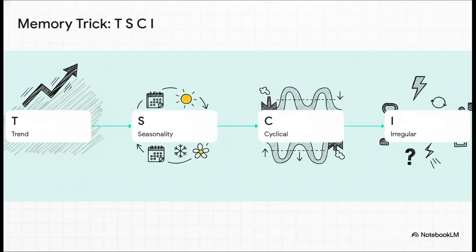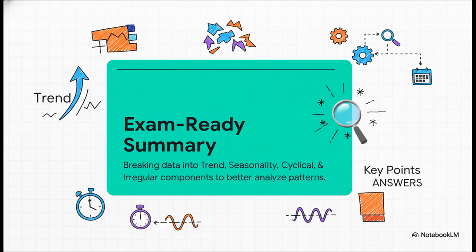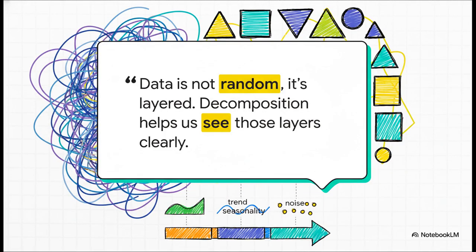Now, you could just remember the letters T, S, C, I, but what's crucial is really understanding each part. So for an exam, here's your perfect summary. Decomposition breaks data down to find patterns and improve forecasting. So just remember, data isn't always random. It's layered, and this helps us see those layers clearly.